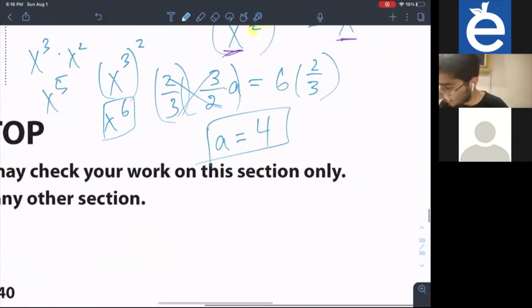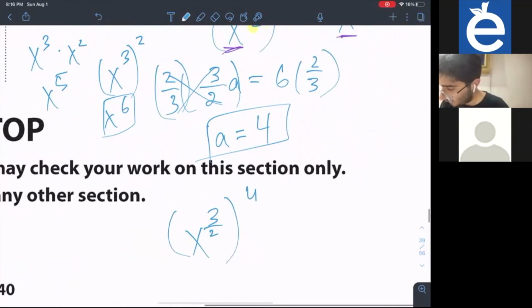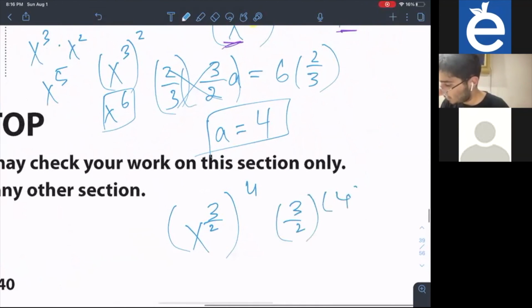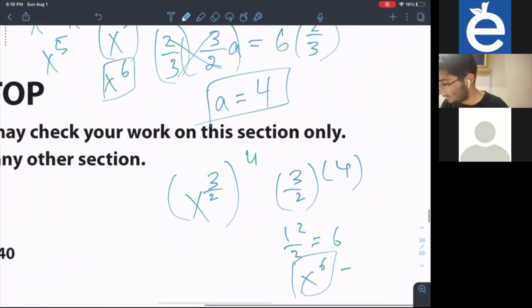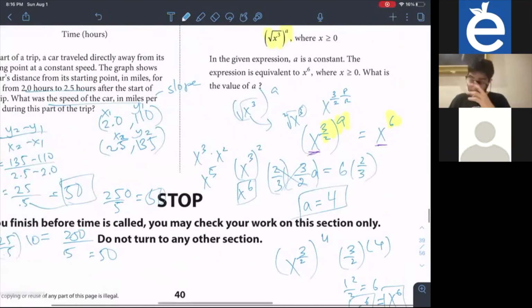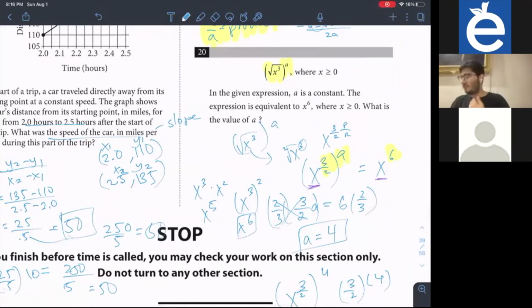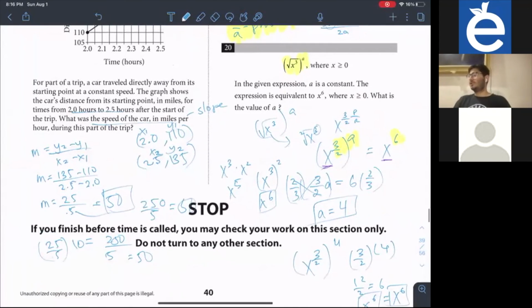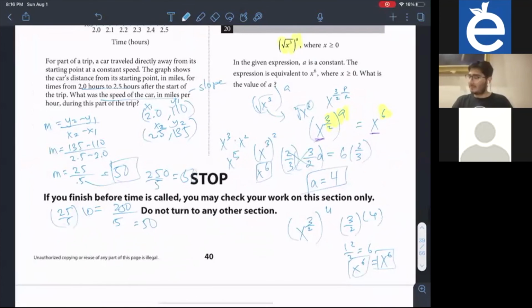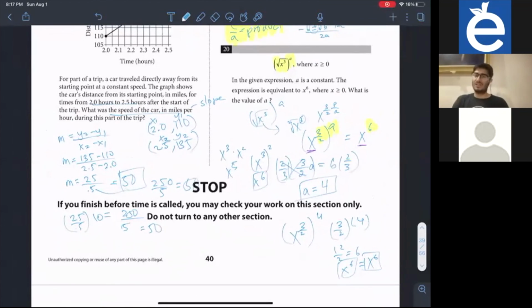We can double check. x raised to 3 over 2 to the 4th means 3 over 2 times 4, which is 12 over 2, which is 6. It's x to the 6th, which matches. So our answer for question 20 is that the value of a is 4. Just remember, you have to know the fundamental rules of exponents. You can implement them and solve challenging questions, because you can break down the question and understand what they're asking. Once again, I really hope that you found value in this webinar, and good luck on your SATs.